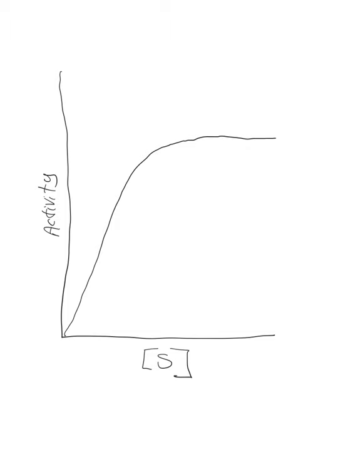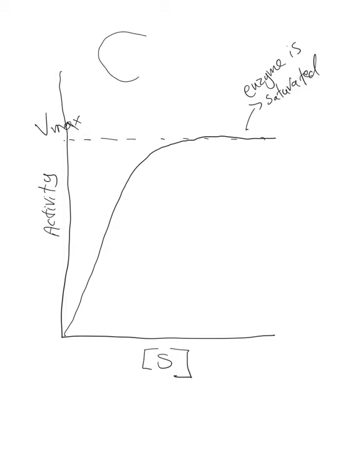That's because no matter how much more substrate you add to the reaction, the enzyme just can't process it fast enough. So that is called Vmax, or maximum activity. And at this point, we say the enzyme is saturated. It just can't work fast enough to process the substrate that you give it. Okay? So now let's say this is the enzyme and that's the substrate.